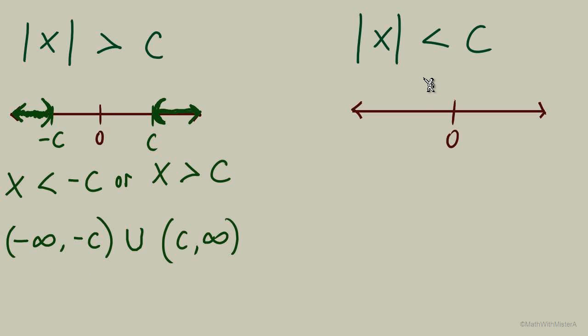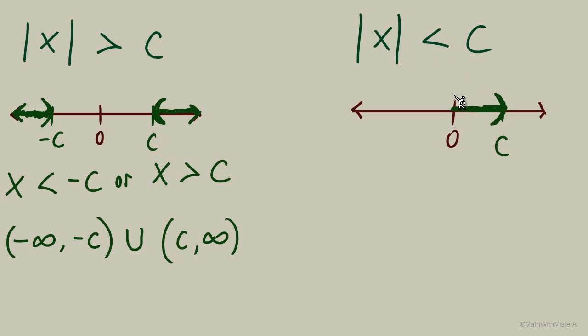What would this inequality mean? Absolute value of x is less than c, so there's some number on the number line c, but we are interested in numbers whose distance from 0 is less than c, numbers that are closer to 0. So I'm shading an area in between 0 and c. And again, we have a strict inequality, a less than with no equals part, so I'm using a round parenthesis.